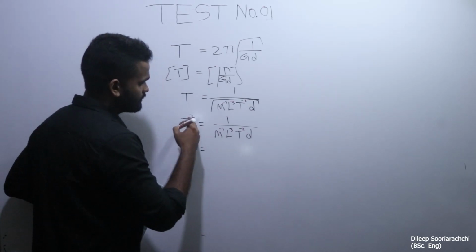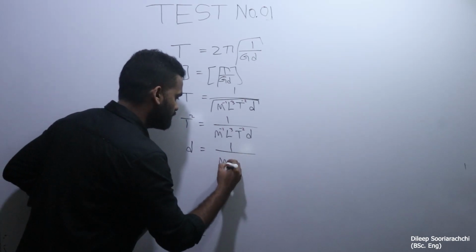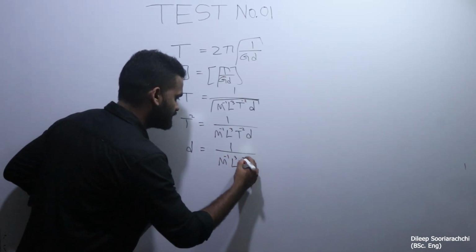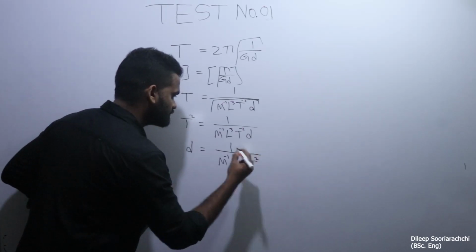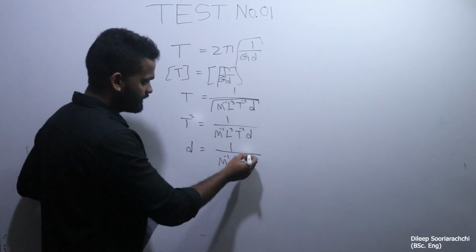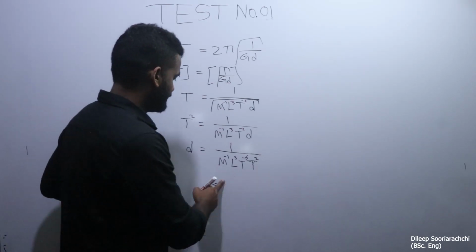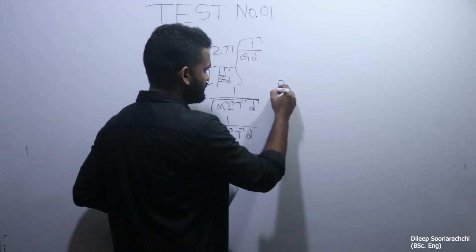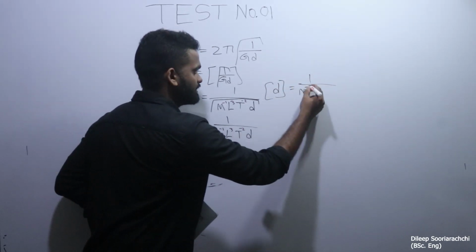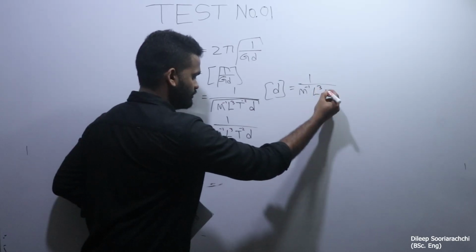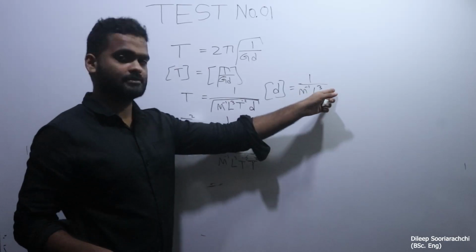I'm cross multiplying, so T squared goes to the denominator: M minus 1 L cubed T minus 2 T squared. Then T squared and T minus 2 cancel off. So we get the dimensions of d as 1 over M minus 1 L cubed, like that. T squared gets cancelled off here.